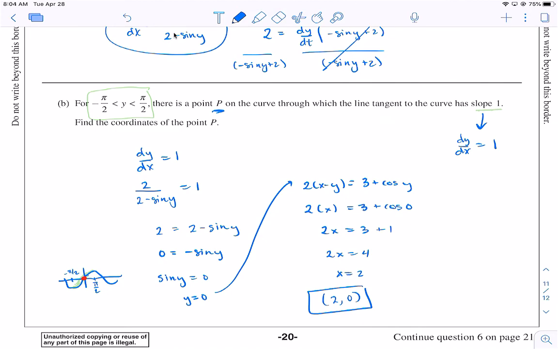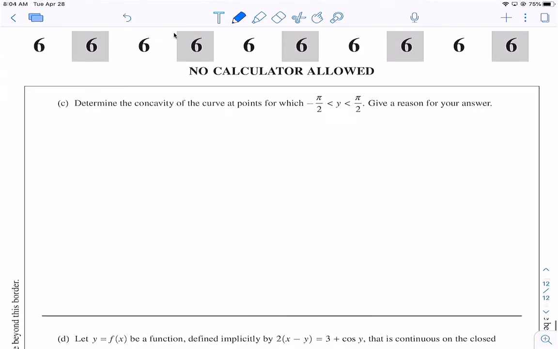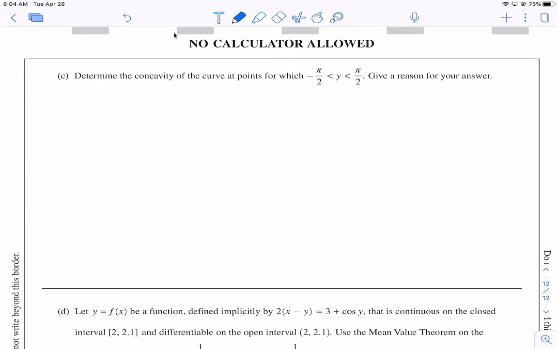So we're done. All right, part C wants us to determine concavity for points where y is in between negative pi/2 and positive pi/2.